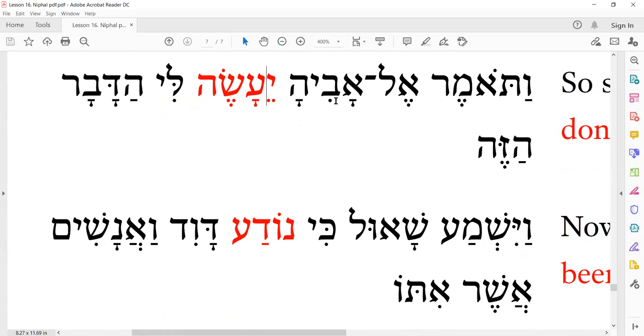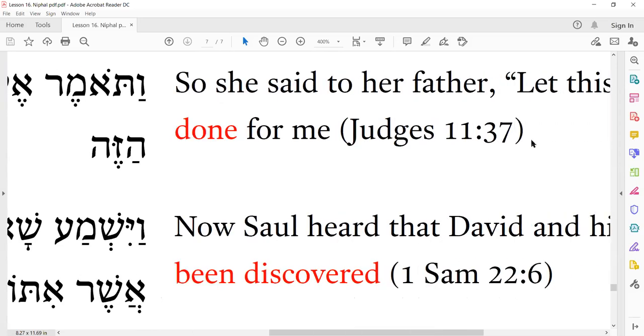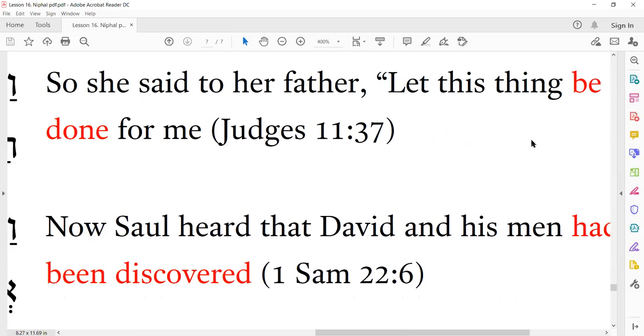And she said, El Aviha, to her father, Ye'ase li hadavar haze. Ye'ase li hadavar haze. So how can we translate it? Here, ye'ase doesn't have a passive form, but it has a passive meaning. Let it be done to me. Hadavar haze, these things. Let these things be done to me or with me. So she said to her father, let these things be done for me.